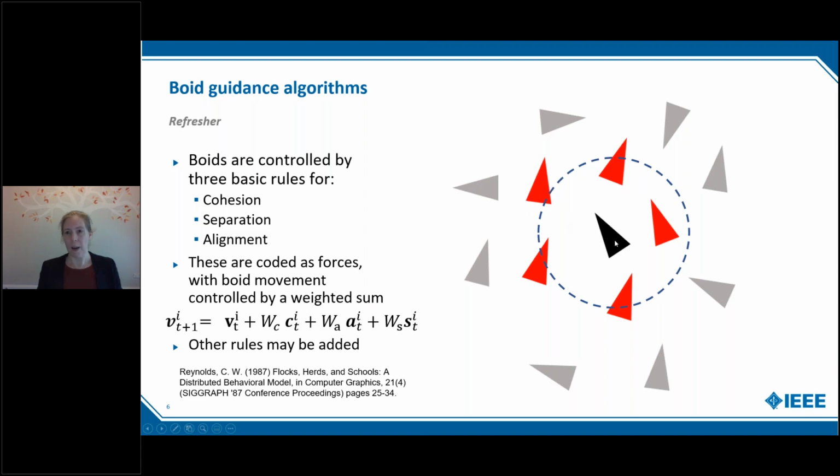So what happens is this boid in the middle will have a look within a certain radius at the boids around it, and it will see all of these red boids here. It will compute the center of mass of its neighbors, and it will then compute a force towards that center of mass.